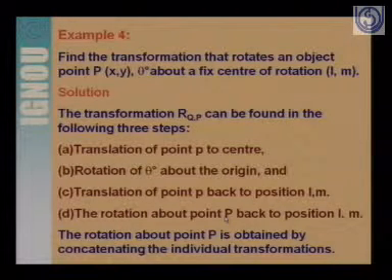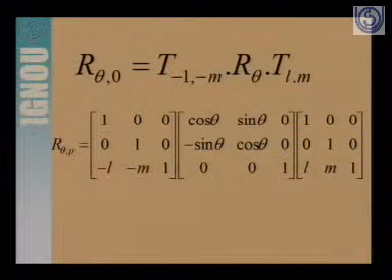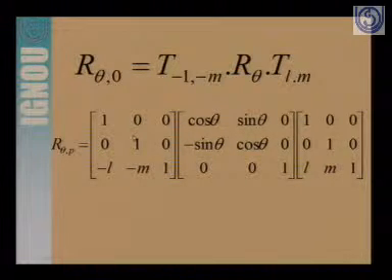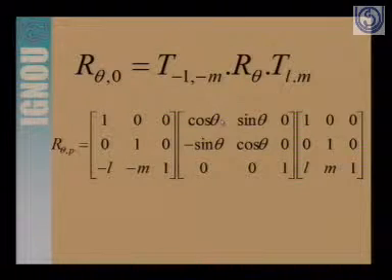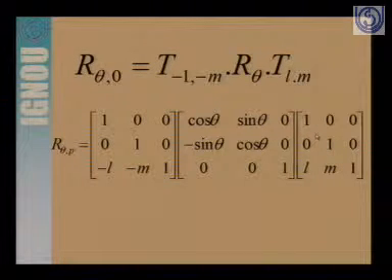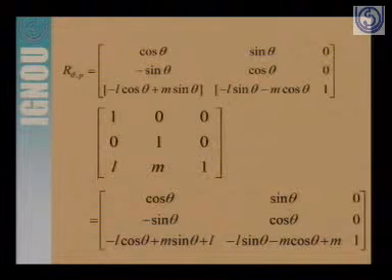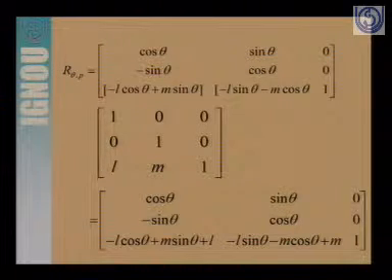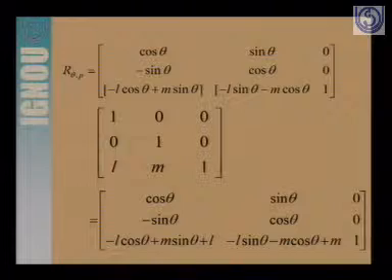And finally, we get this expression, R theta about P: 1, 0, 0, 0, 1, 0, minus L, minus M, 1. So we are bringing the object center to the origin, and here this matrix is for rotating by angle theta, and this one is bringing it back to the original position. So if we put all these values, this is the transformation matrix.